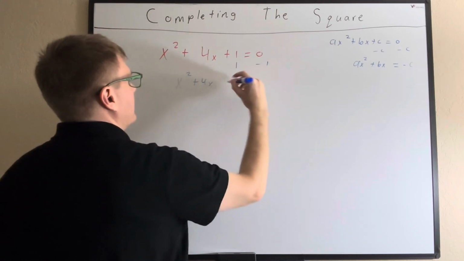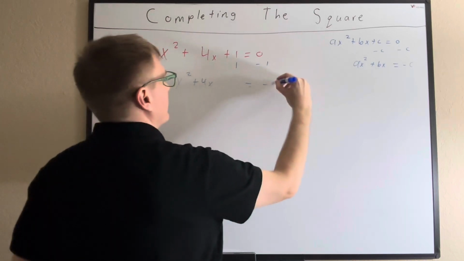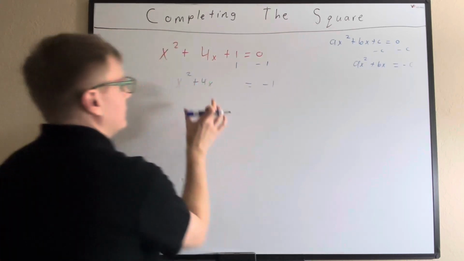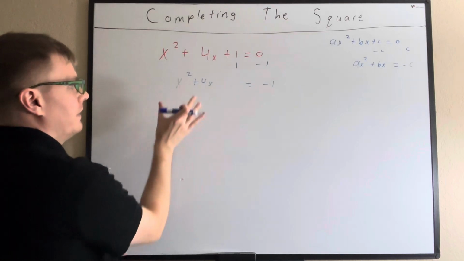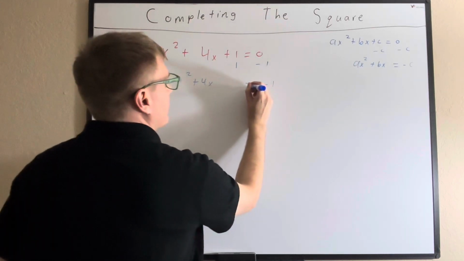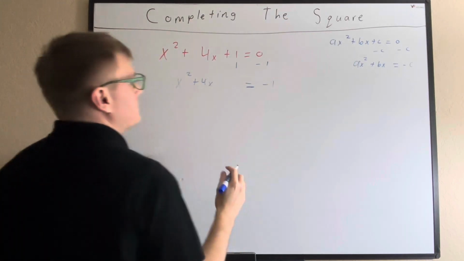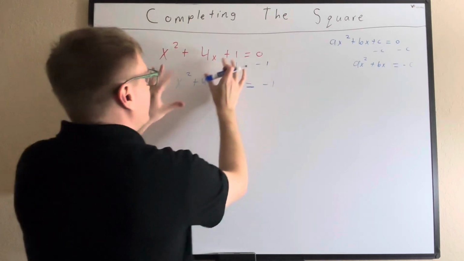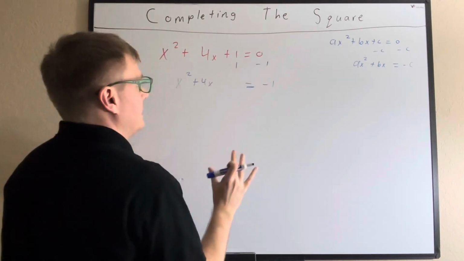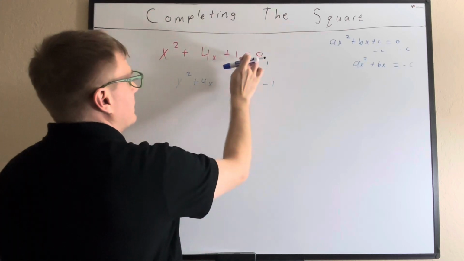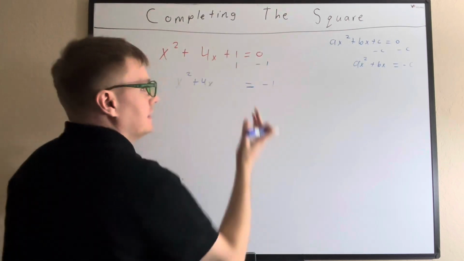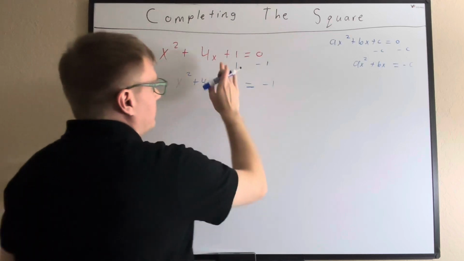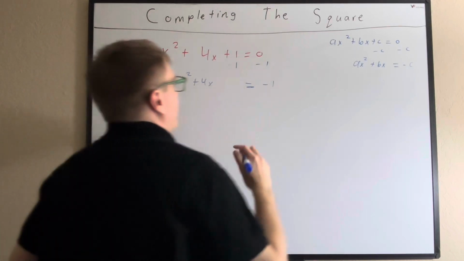Now we do that because we want all the x terms on this side for a specific reason. This constant is what's messing us up. It's preventing us from factoring this neatly, because nothing multiplies to get 1 that adds to get 4. So what we do is we just move it over there.